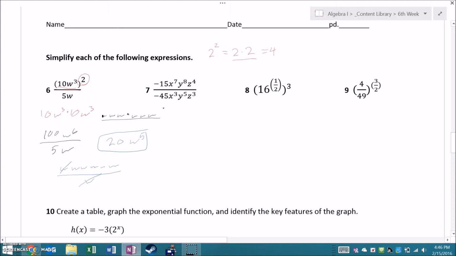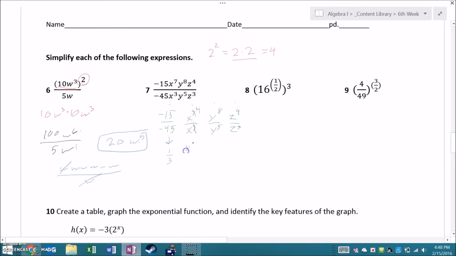Moving on to 7. I'm going to rewrite the problem real quick. Alright, so I've written out each of the parts. Now I've written it out this way so that you have each thing separate. So you have the numbers, the x's, the y's, the z's. Now just putting negative 15 over negative 45 in your calculator, you're going to get a third. Approaching these others, all that we're doing here is subtraction. The same way we had w to the sixth, I divided by a single w, it eliminated down to 5. So 7 x's divided by 3 x's is going to be, eliminate that down to 4.